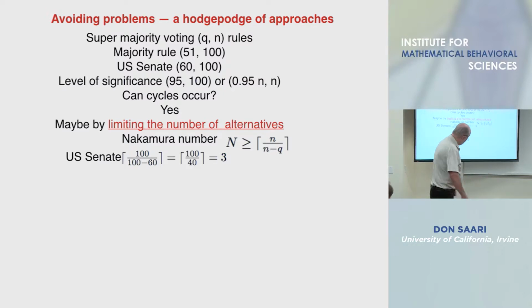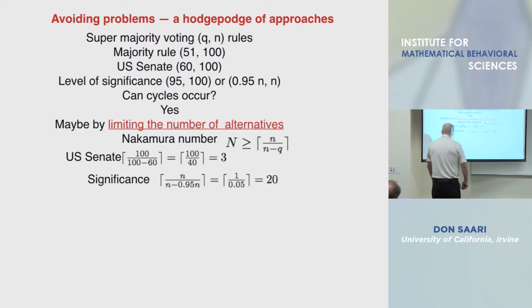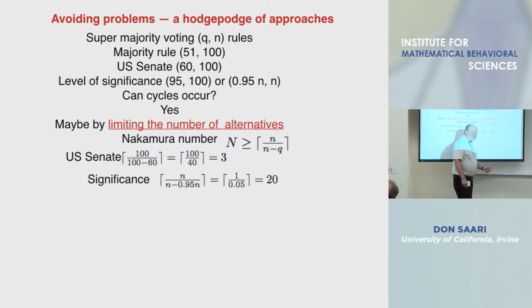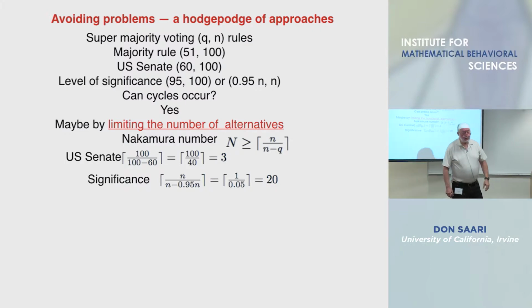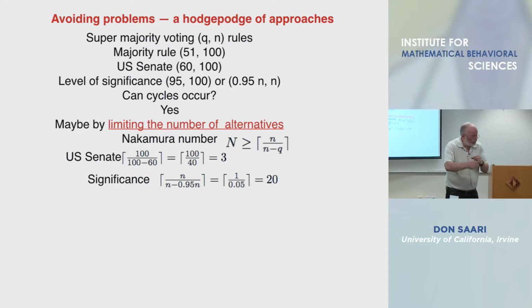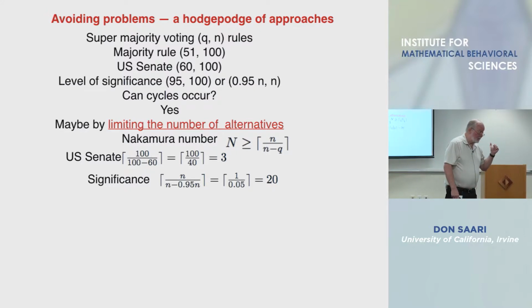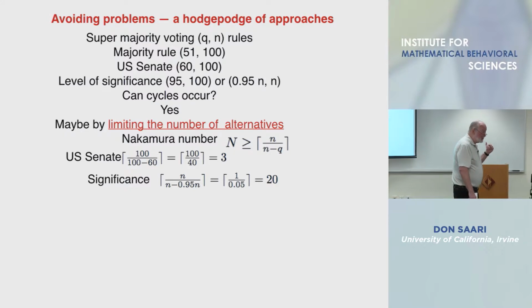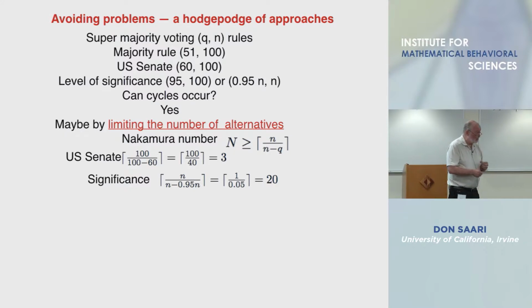Totally possible. Level of significance. Here I have n. This is what I need for quota. Here's the difference. It's 1 over 0.05, 20. And this says that if I have 20 or more alternatives, even with this high level of significance, it's possible to have a cycle. Now that's a large number of alternatives. And with 20 alternatives, you can understand why we don't see it often in experiments or in the empirical literature, simply because you need so many alternatives for this to occur.